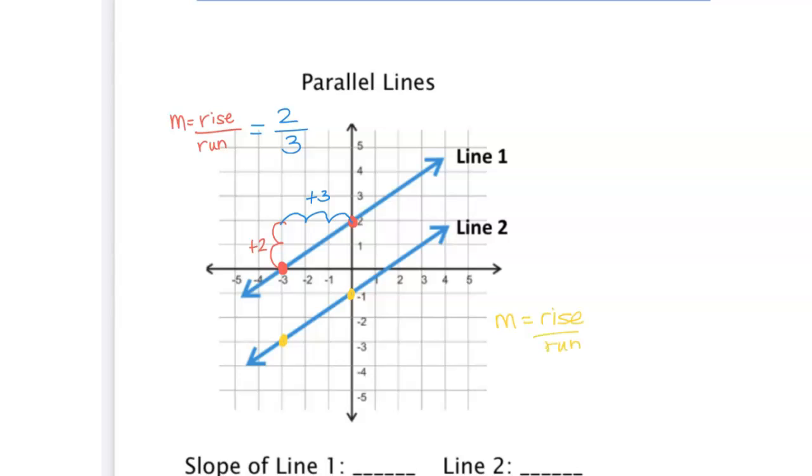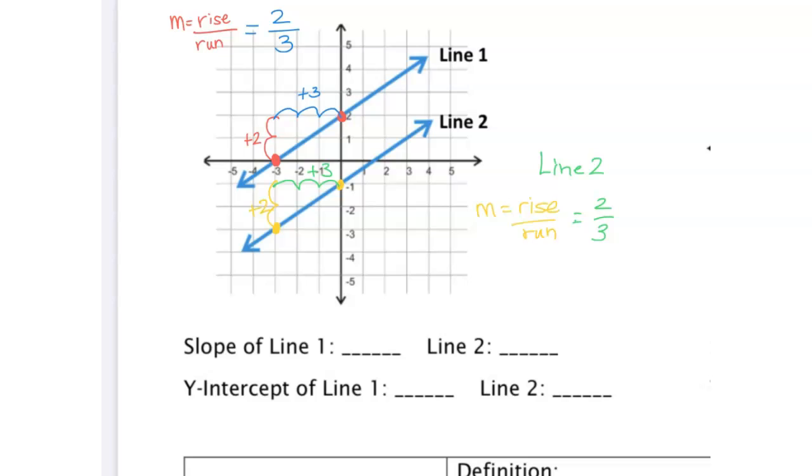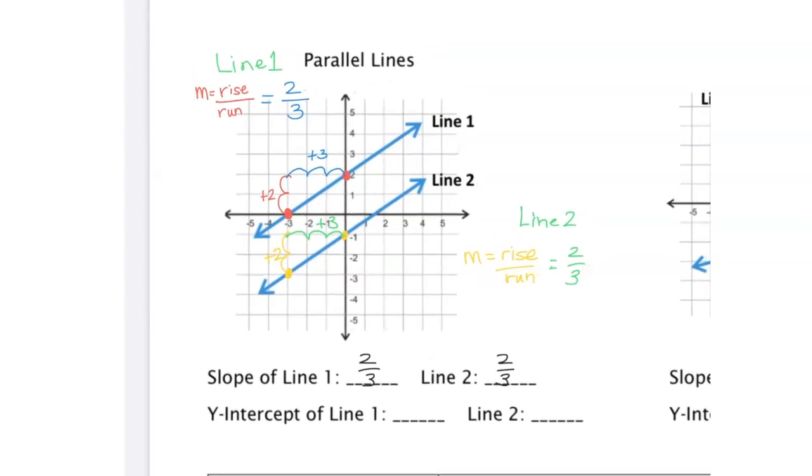So let's go ahead and count our rise over run for line number 2. So we have a rise of 1, 2, and we have a run of 1, 2, 3. So our slope is 2 over 3. This was for line 1, and this was for line 2. And there's a space to write it below. The slope of line 1 was 2 over 3. And the slope of line 2 is also 2 over 3. Okay, so notice that they're exactly the same.